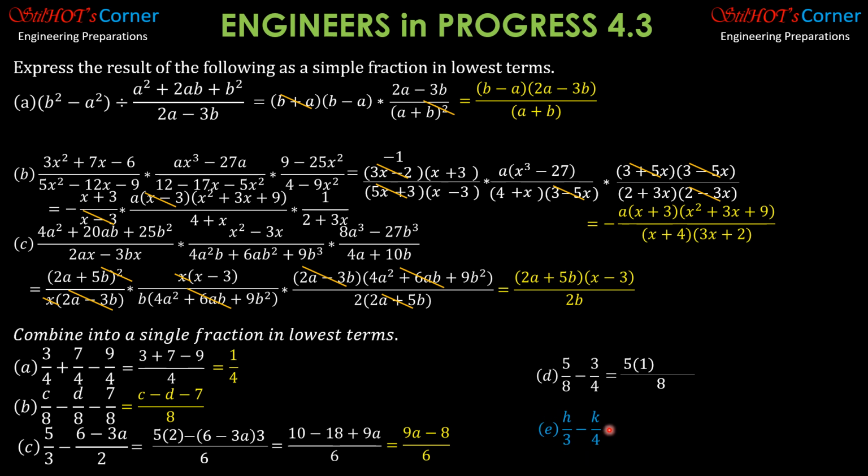And finally, for your part, show that this is equal to (4h minus 3k) over 12.